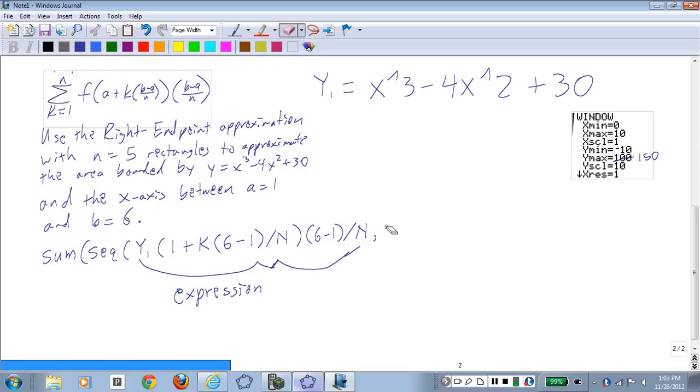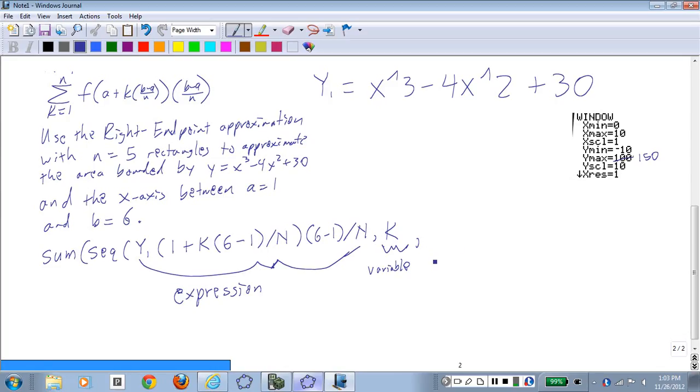Older calculators, you have to type the k. Well, in both cases, you have to type the k. You just don't need the comma with the newer ones. So the variable is k. That's the index of summation. That's the one that's going from 1 to n. Then another comma.